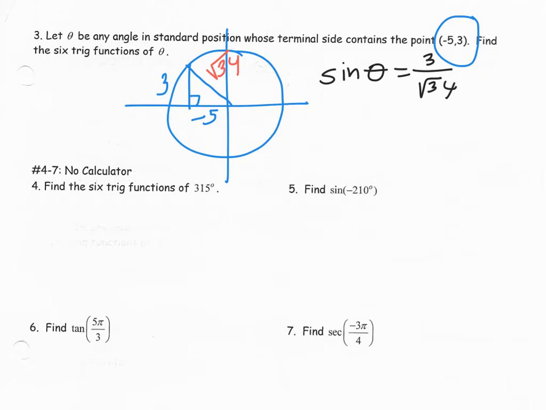But just don't forget to rationalize all of these. Every single one of these should be rationalized. So this should be 3 root 34 over 34. All right, and again, you could go through all 6 if you wanted to practice.